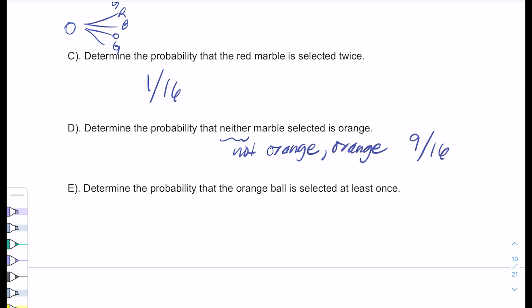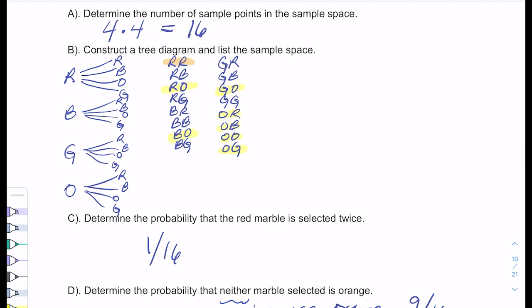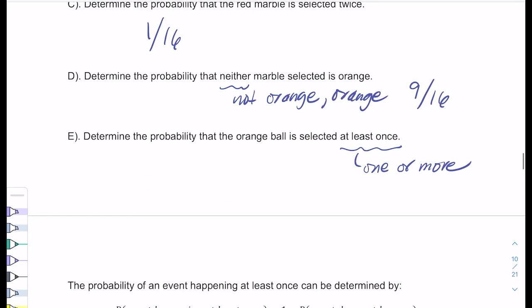And then the last one says, determine the probability that the orange ball is selected at least once. So remember, at least once means once, one or more times. But we're going to look at another way to find that here. So orange at least once, that would be the 7 that I highlighted. So that would be 7 out of 16 that have at least one orange. So 1 or 2 in this case.